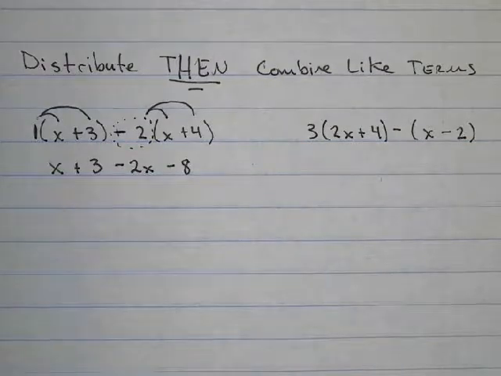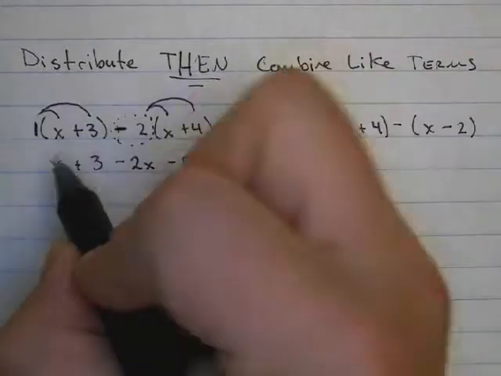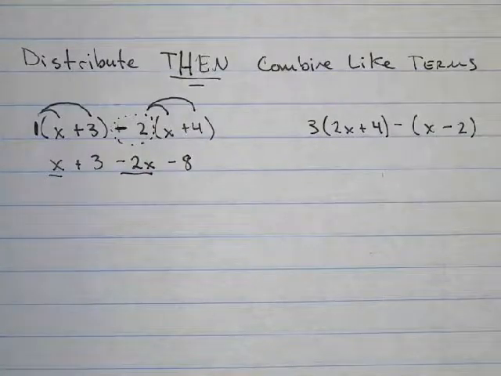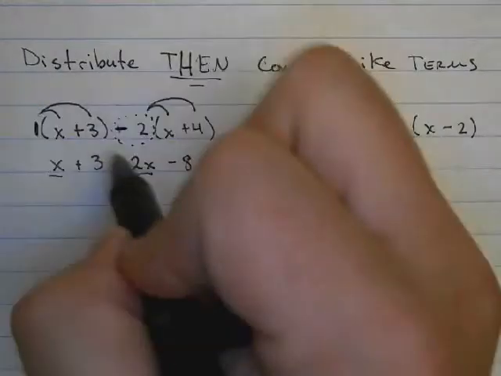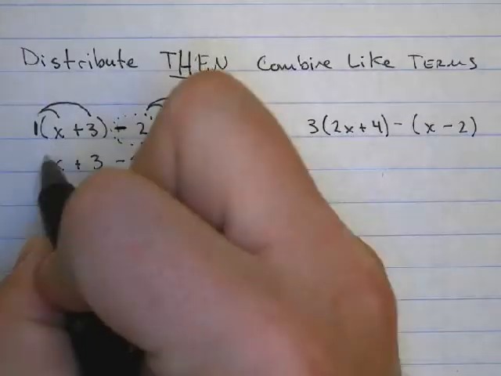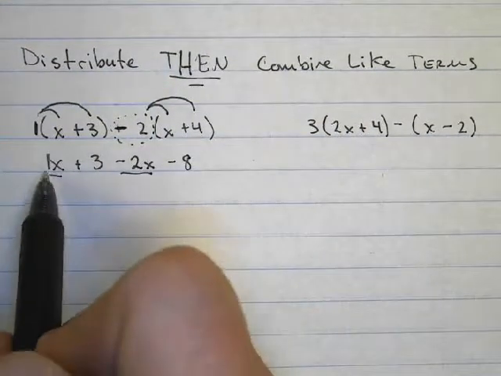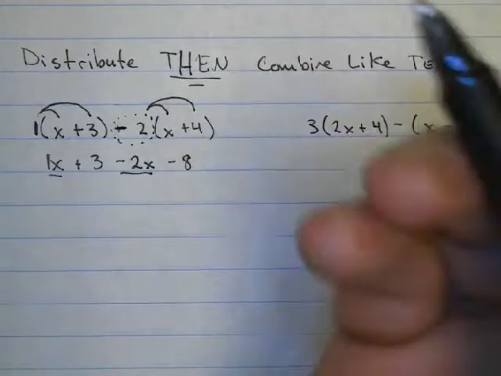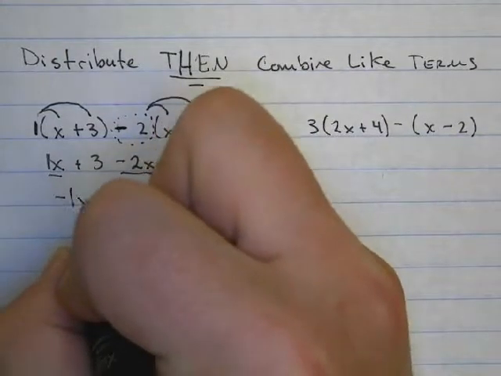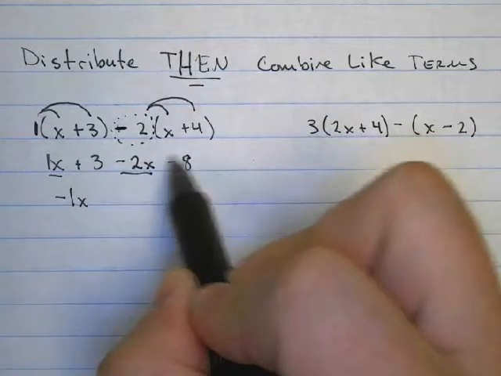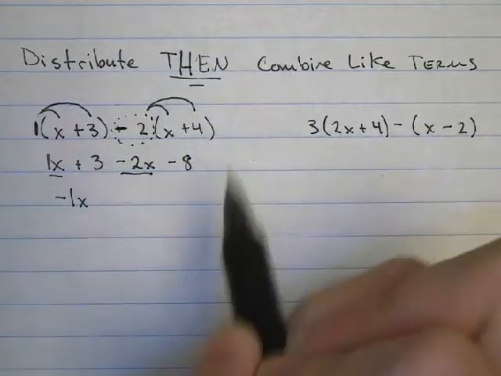Now I'm ready to combine my like terms. Well, I have a x and a negative 2x. So when I combine these, I have different signs. And we can almost think of this as a 1x. So if I combine my coefficients, I will have a positive 1 and a negative 2, which would be a negative 1x. And then I have a positive 3 and a negative 8, so I have different signs.